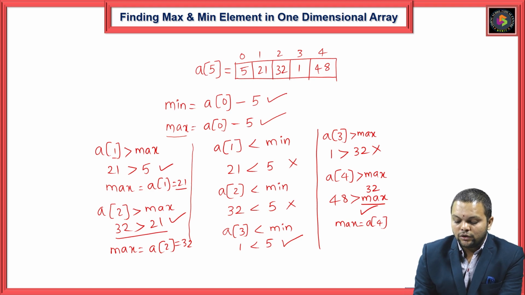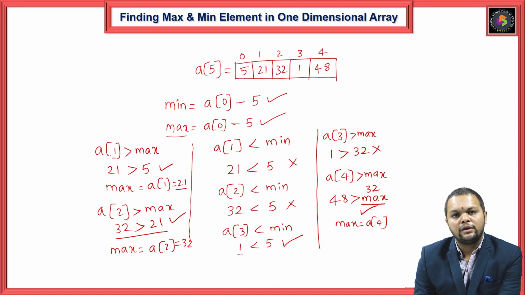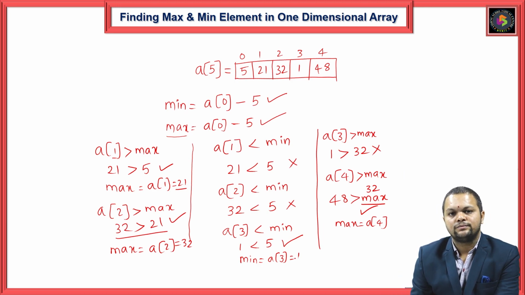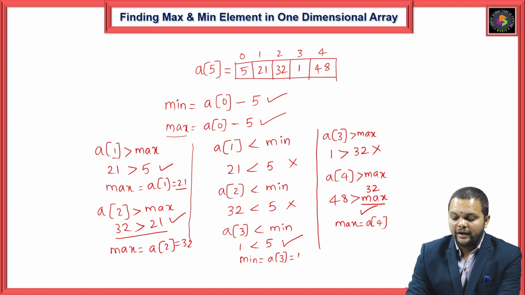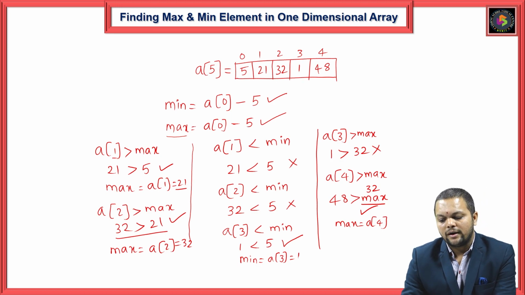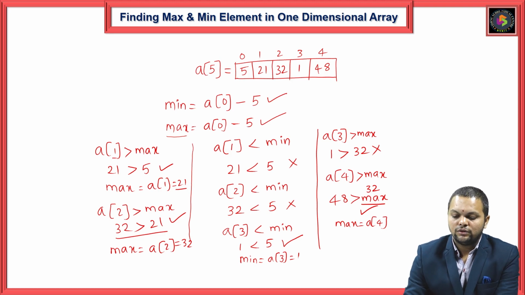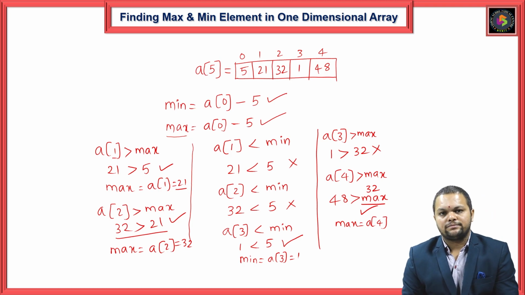So here you got the min value. This is nothing but a of 3. So the new min value is a of 3, that's 1. If you want to check, again you have to go to a of 4 less than 1. No, the condition fails. In this way, you have to check the maximum and minimum of a particular one-dimensional array set of elements. So let us do it using a program.